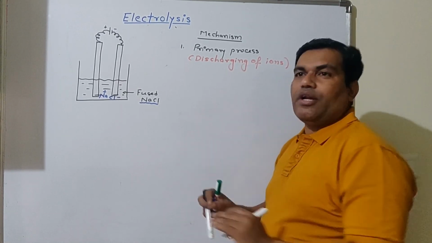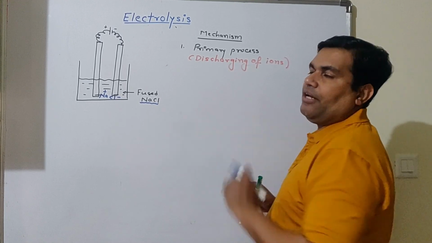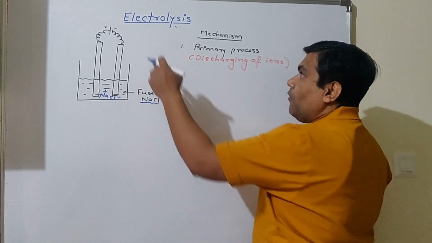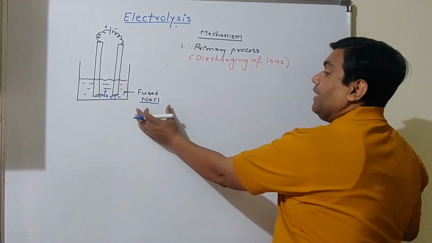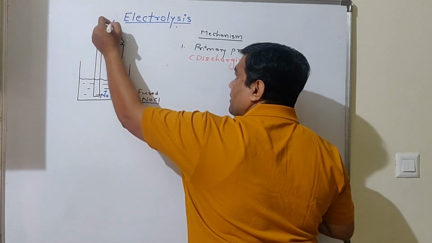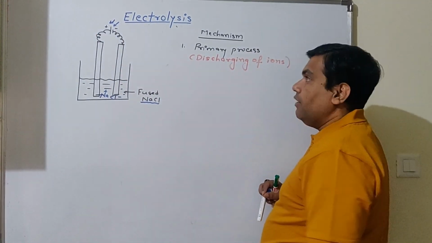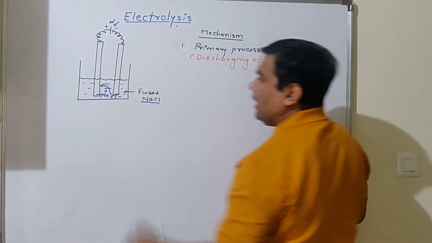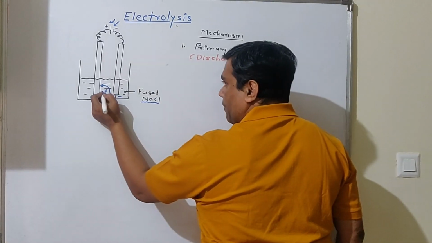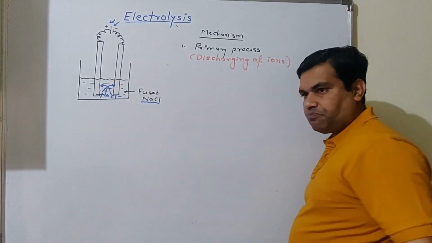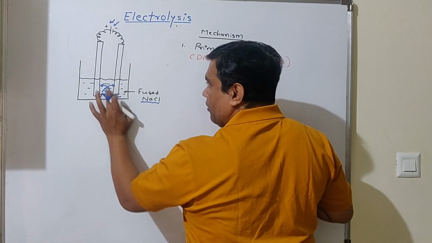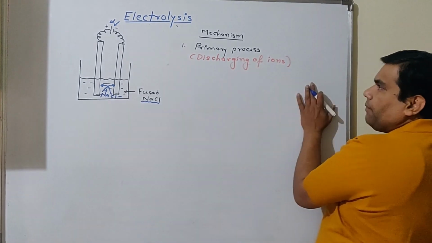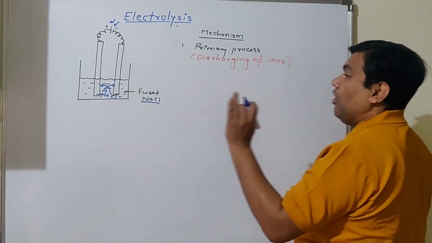Now in the fused state or in aqueous solution, these Na+ and Cl- ions become free. But though they are free, we will require an external agency to decompose NaCl. Now what happens if we just pass an electric current through this one? So this is a positive electrode. So this Cl- will try to move towards the positive electrode and Na+ will move towards the negative electrode. When the Cl- moves towards the positive electrode and Na+ moves towards the negative electrode, the primary process says there is a discharging of ions.